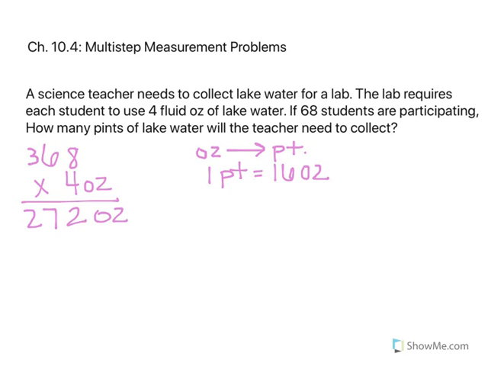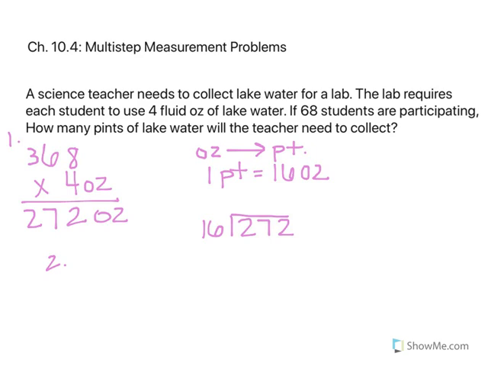So I'm taking ounces, which is a smaller unit, and I'm bringing it to a bigger unit, which means I'm going to divide. So my first step was multiplying to get my total ounces. My second step is now going to be dividing. I'm going to do that over here so I have more room. So I have 272 ounces divided by 16 ounces.